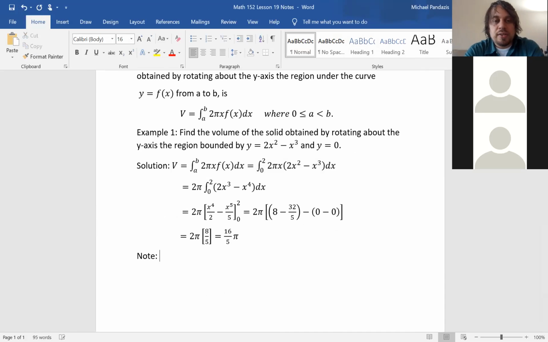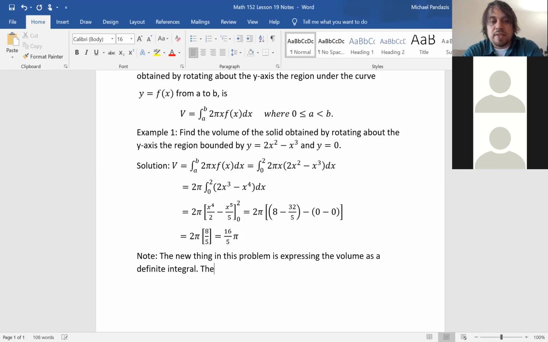Could you explain how you got 2 as your B? Sure. I'm just going to write this one thing and then answer that. I'm just going to write the new information, the new thing in this problem, is expressing the volume as a definite integral. The rest of it is just calculating it, which is old stuff.